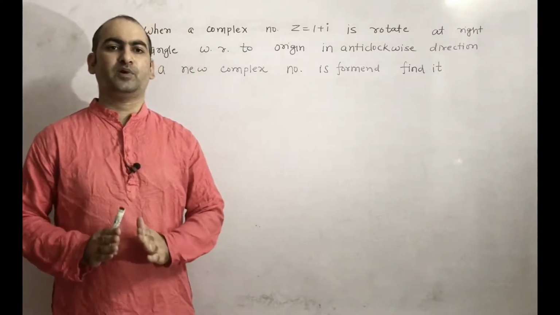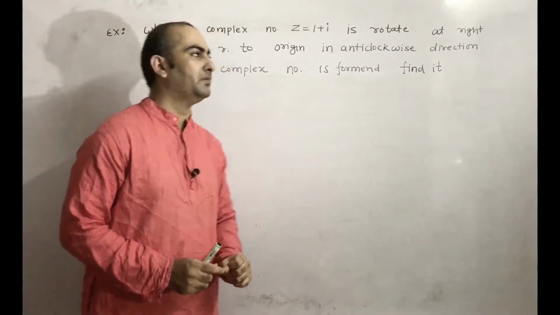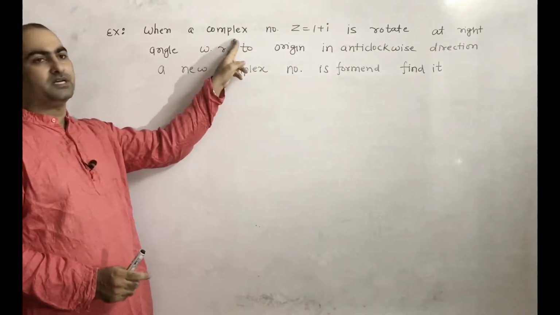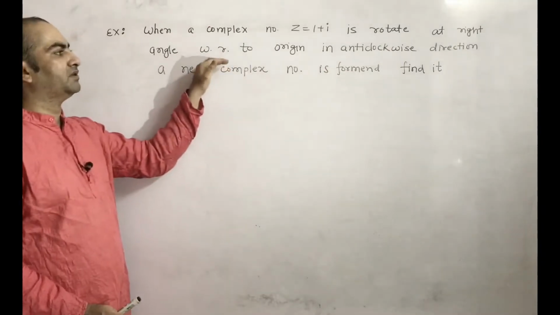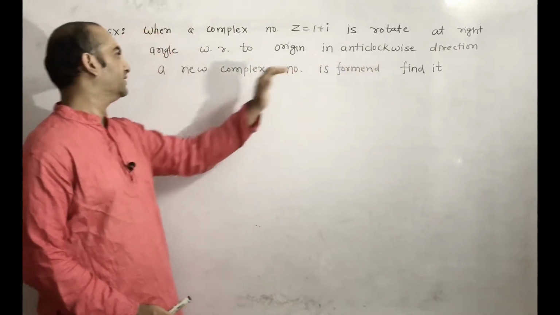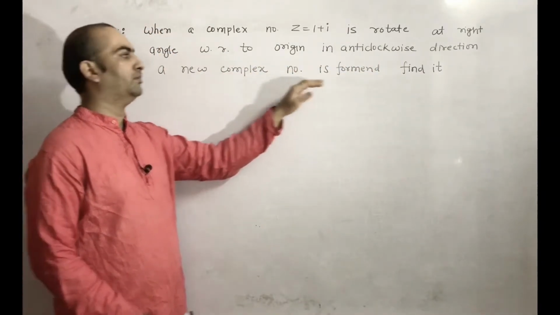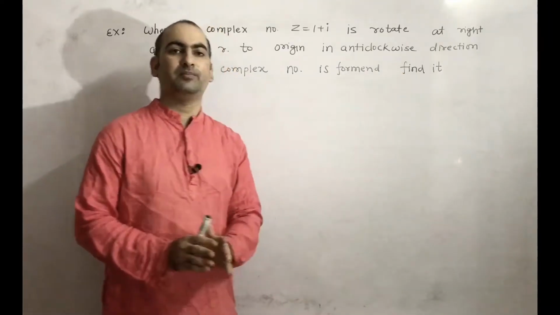Next we are discussing problems based on rotation. The problem is: when a complex number z equal to 1 plus i is rotated at a right angle with respect to the origin in the anti-clockwise direction, a new complex number is formed. Find it. So we have to find that complex number.